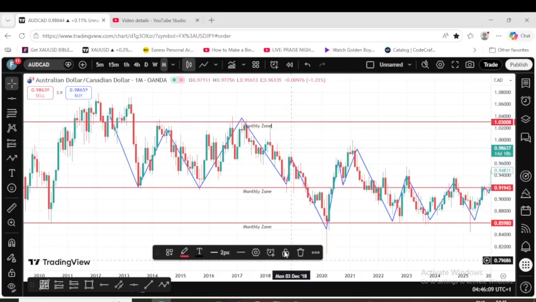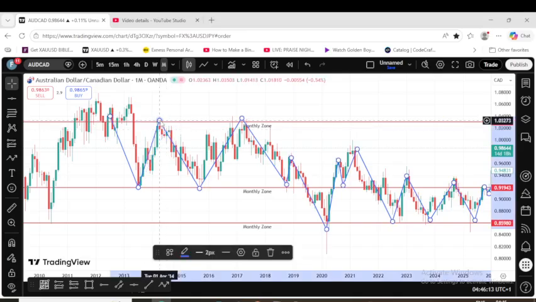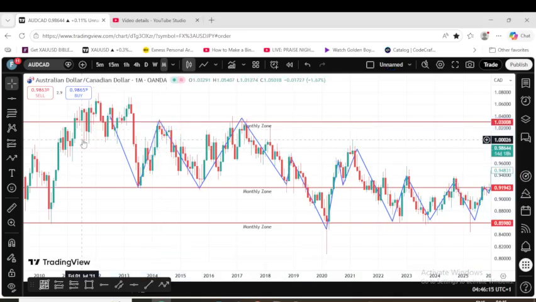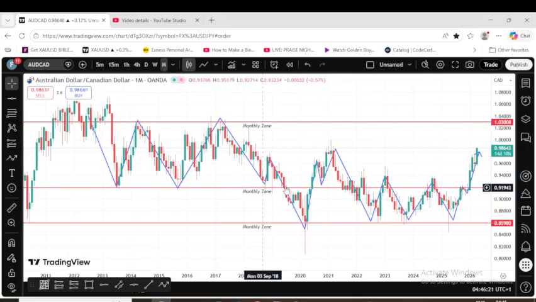So following the movements of the arrows, you can easily tell where I have my zones and why my zones are there, because price has found support and resistance multiple times on all these levels.